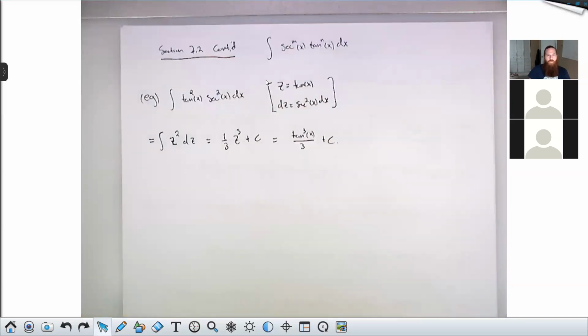And then my question to you is, what made this so nice? Why were we able to do this? And the answer is because I had a secant squared here, because the power of secant was even. If the power of secant is even, then you can always grab off a secant squared to make this substitution go through. What's more, if the power of secant is large and even, then after you grab two of them off, what would be left over is even and could be rewritten in terms of tangent.